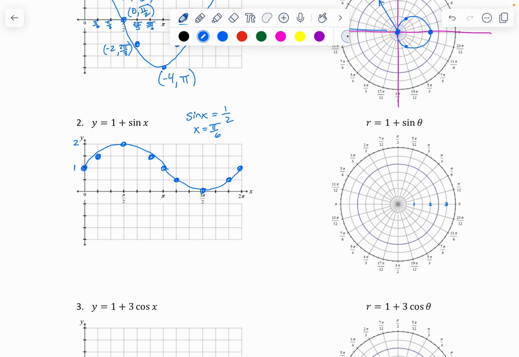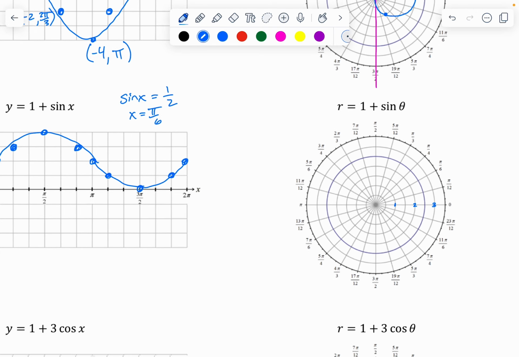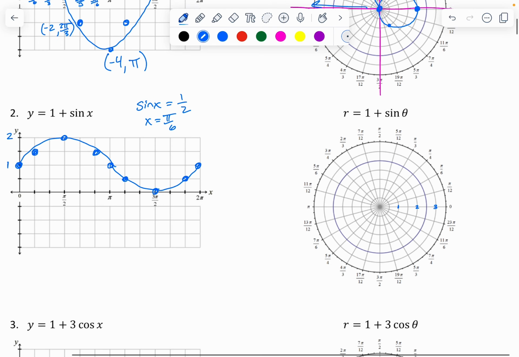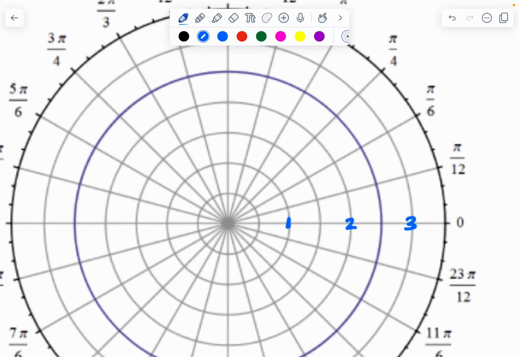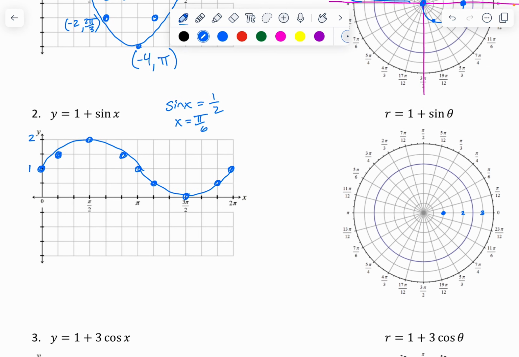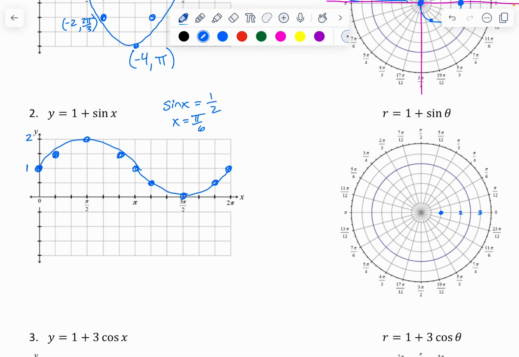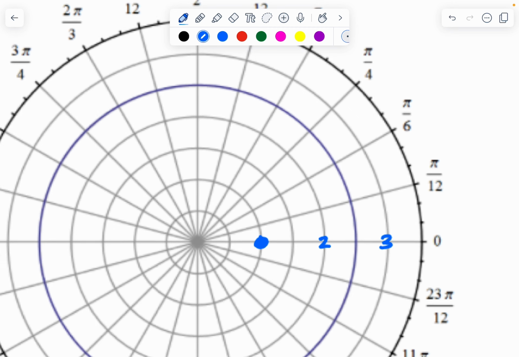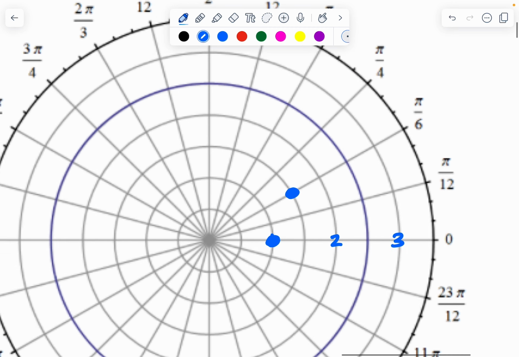Something like that. And so when I come over here, I now have an angle of 0 and a radius of 1. So here's that first point. The next one, I see I'm at an angle, a theta of pi over 6, and a radius of 3/2. So pi over 6, 3/2. So this would be like 1, 2, 3/2. I made each circle 1/2.